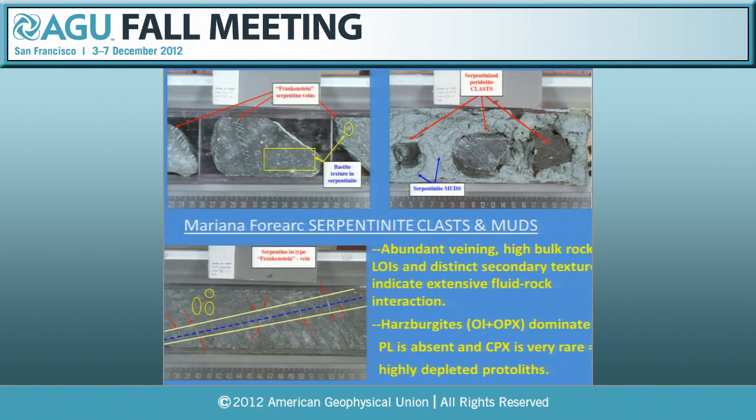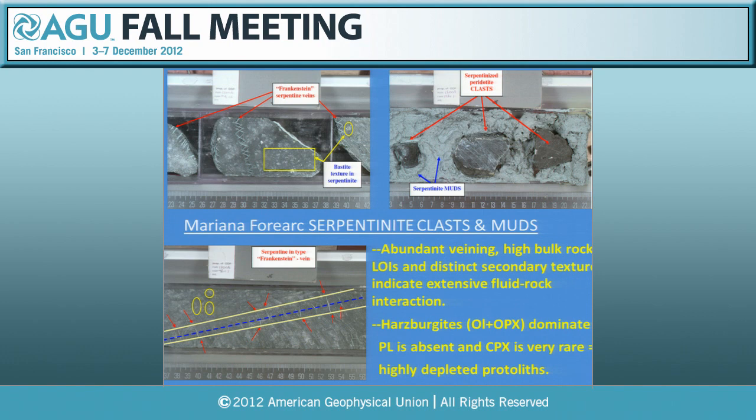And when the samples come on board, they actually look like this. These are what we call Frankenstein veins, but in general, the point I want to make is that these are recording high water-rock interaction. There is a lot of veining patterns and a lot of serpentine in the form of clasts. But importantly, these clasts are surrounded by blue-colored muds that are made of 90% serpentine, but a lot of this material is actually blueschists. So we've recovered a lot of blueschists that are direct samples from the subducting slab, the subducting Pacific slab.